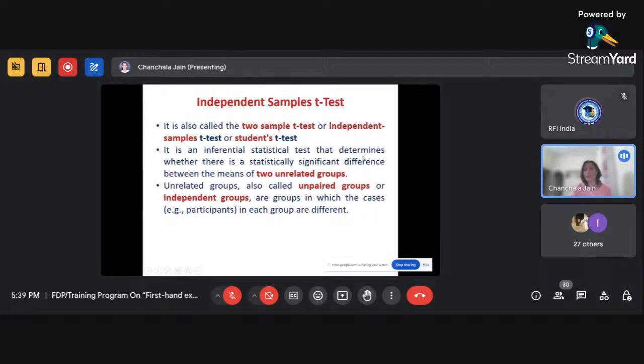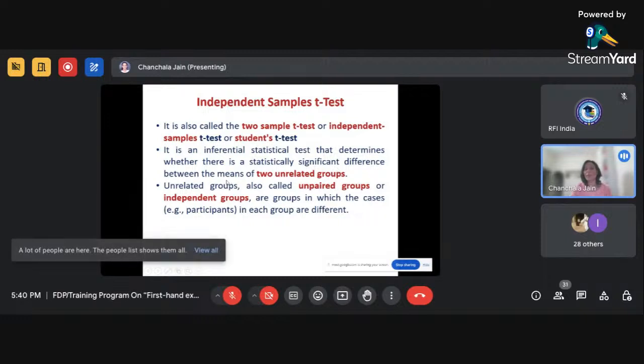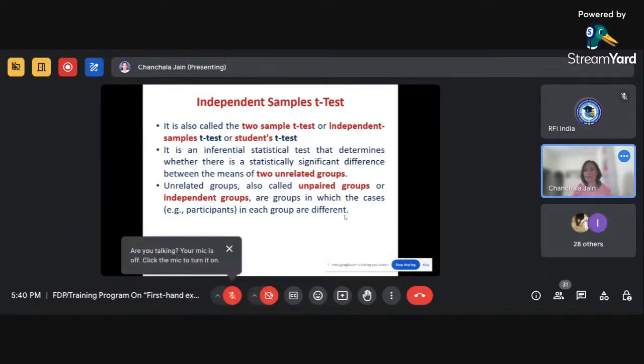It determines whether there is a statistically significant difference between the means of two unrelated groups. Here you can see the font color for the two unrelated groups is different from the remaining words, right? So I want to highlight this thing: when we are talking about the independent samples t-test, we need to have two unrelated groups, meaning there should be no relationship between those groups.